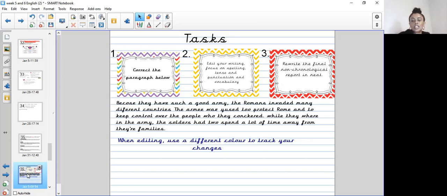When editing, use a different color to track your changes. I look forward to seeing all of your work on Tapestry, and have a good time completing your work.